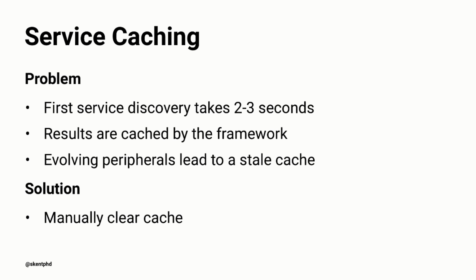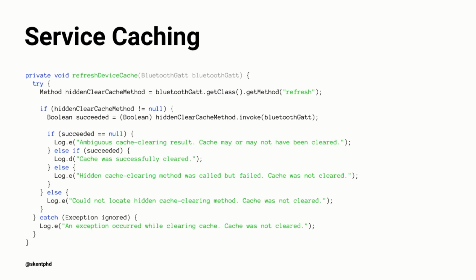So the solution here is to manually clear that cache. Unfortunately, there is no nice public clear-the-cache method. It's internal in the framework. So again, a big blob of code that you're free to steal if you would like. But the important thing happening here is that we're reflectively calling a method. So we're reaching into the GATT class saying, hey, I know you have a private method in there for clearing the cache. I want to get that and call it, please, so that the cache is cleared.